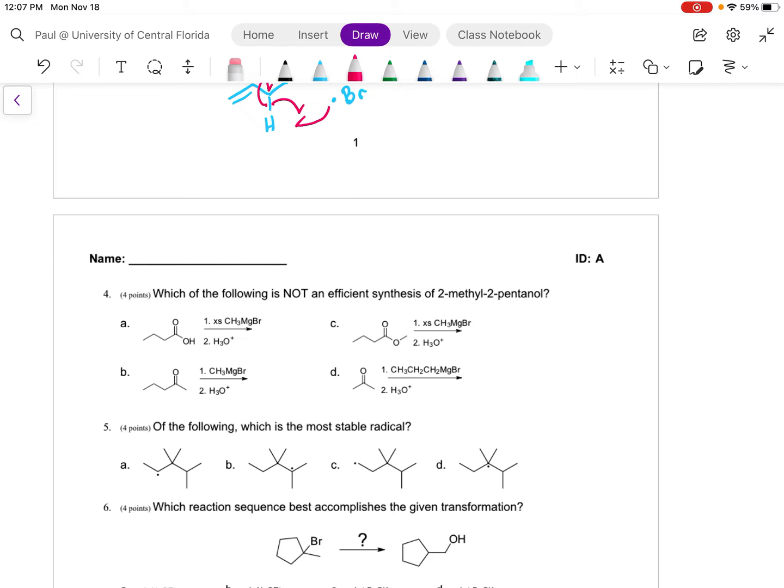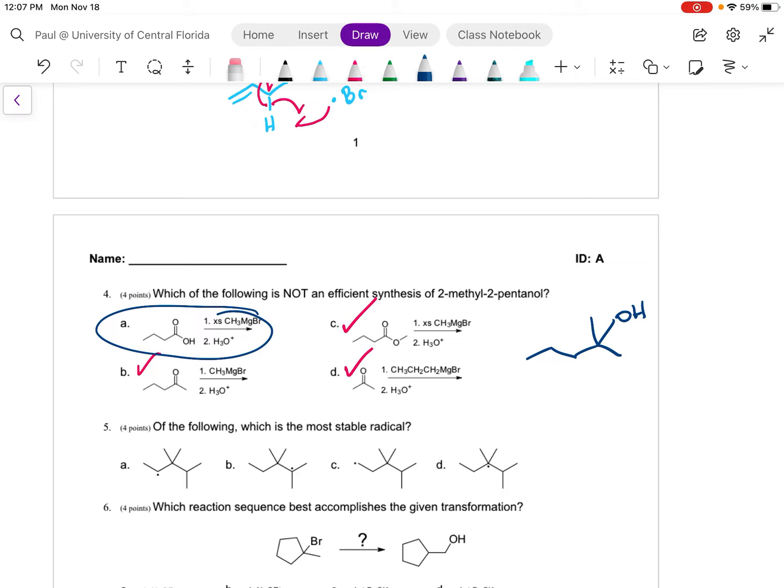Question 4. When you take a look at these reactions, C works, D works, and B works. All are going to give us our product of 2-methylpropanol, which looks like this. Just like that. And so that's the reaction that will not work.